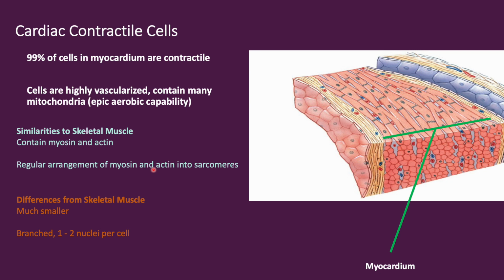That smaller cell and branching offers a very large surface area. And a larger surface area is going to allow for maximal diffusion of things we need like oxygen, glucose. It's going to provide easy entry of those into that cardiac muscle.